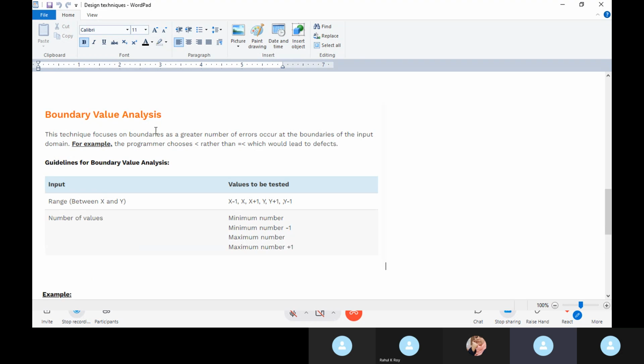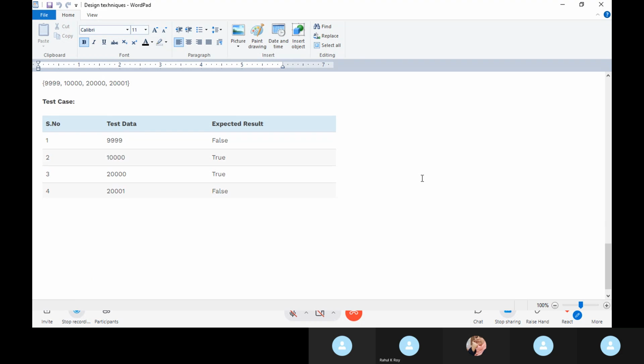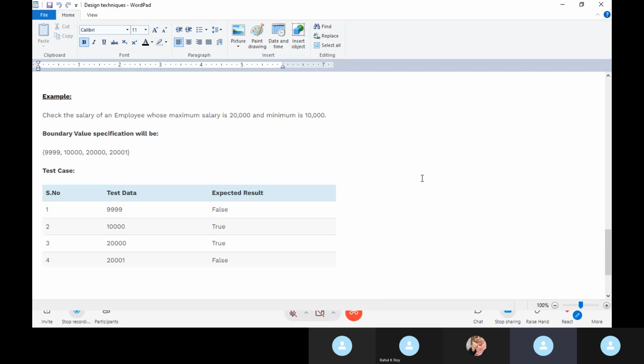This technique focuses on the boundary, as a greater number of errors occur at the boundaries of the input domain. It also deals with ranges. If any condition specifies a range, there also you can use boundary value analysis. To understand this concept with an example, check the salary of an employee whose maximum salary is 20,000 and minimum is 10,000.